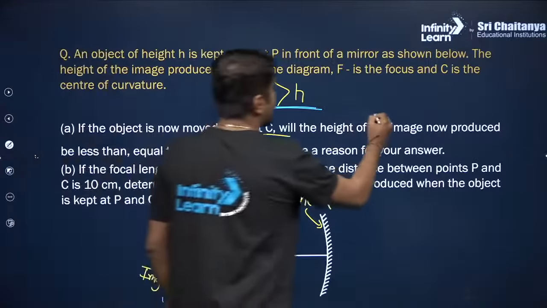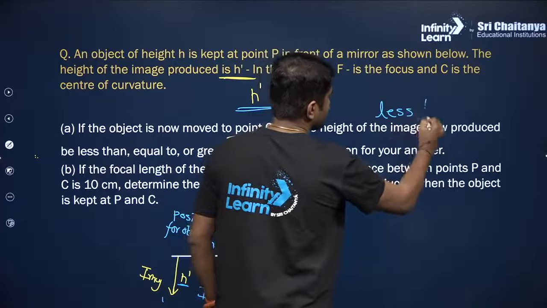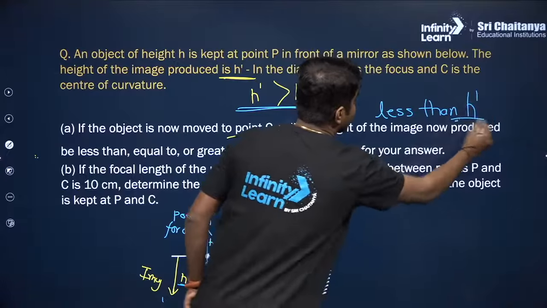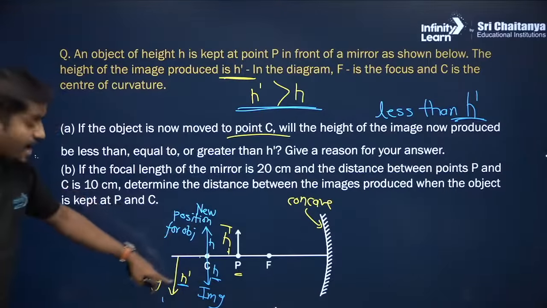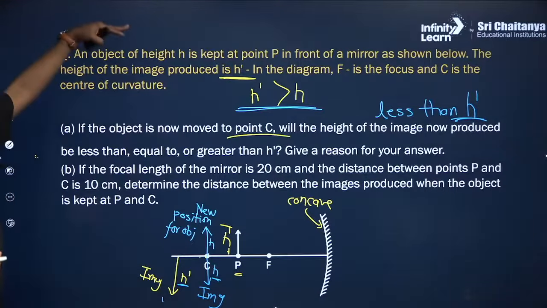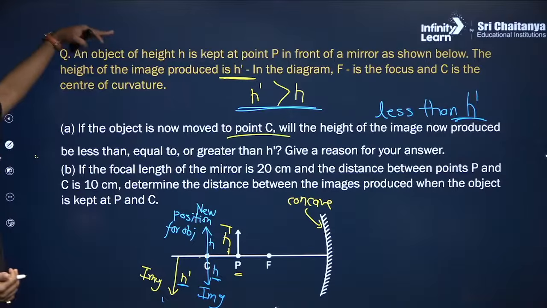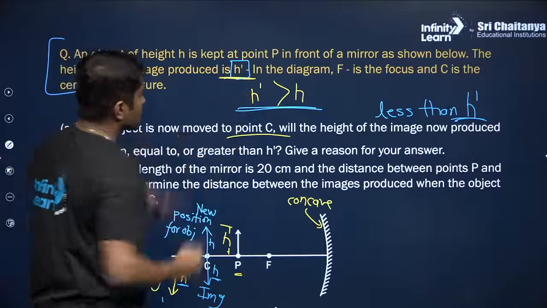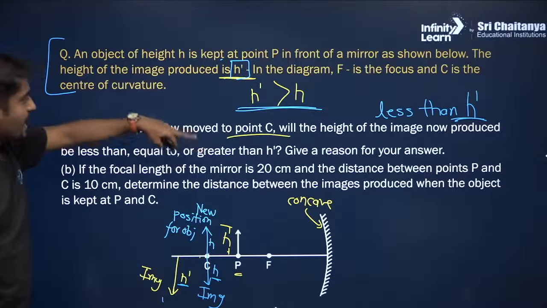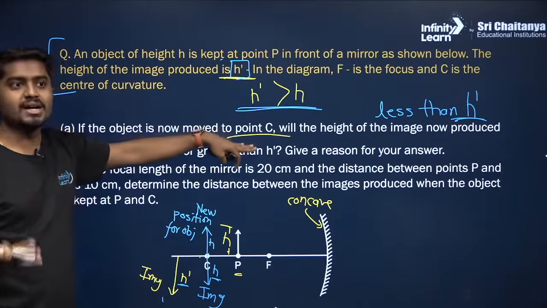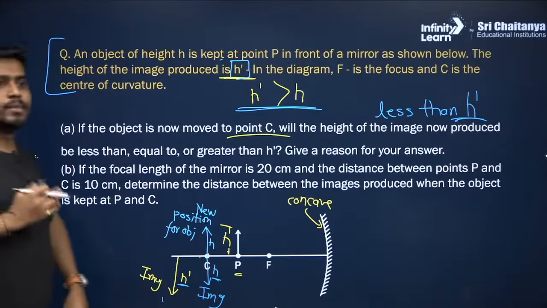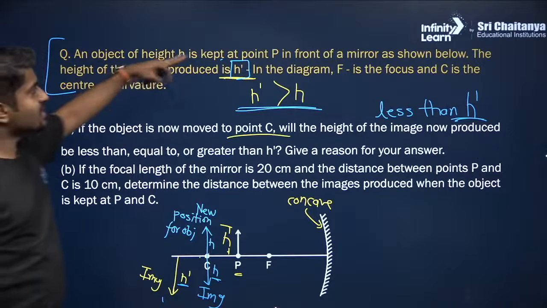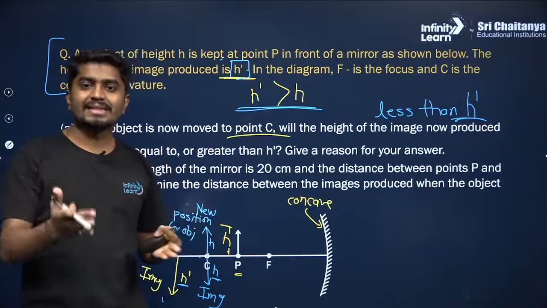So it would be less than h prime. What is h prime? h prime is the height of the image in the first part. In this paragraph they have mentioned h prime, so you have to compare this h prime and the h. h is the new height. Okay, but inverted, yes. Here they have just given the length or distance.